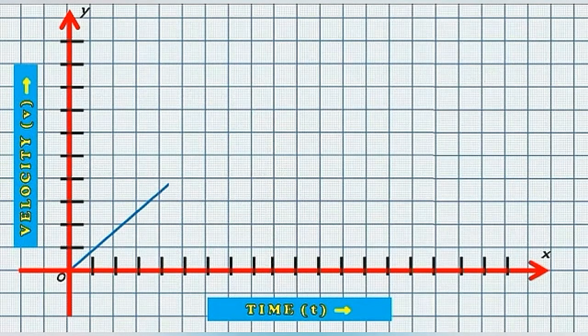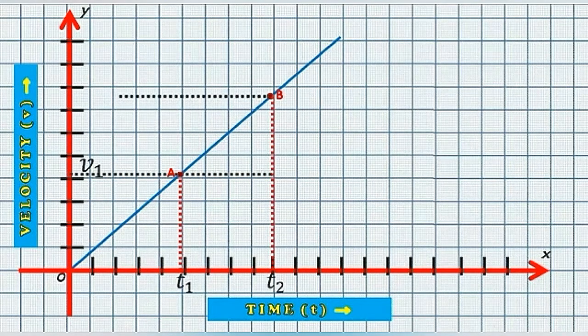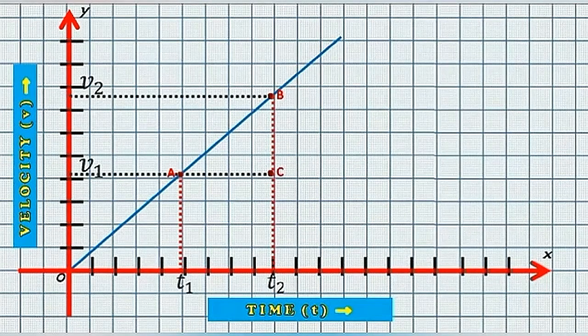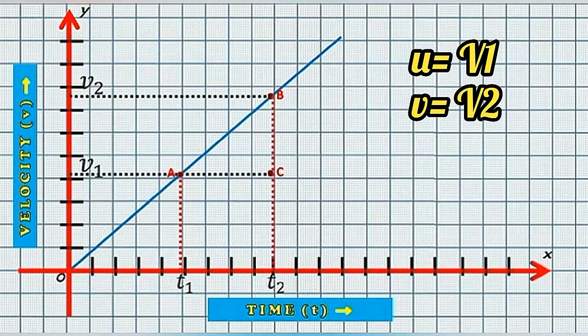Friends, now let us see how the slope of the velocity time graph gives us the acceleration of the body. Here friends, in this graph, you can see that the body is moving in uniform acceleration. It is a straight line inclined to the time axis. Here, let us take 2 points A and B. If we draw the dotted lines for this graph also, we will get the points V1 and V2, T1 and T2 respectively. Friends, in this case, we are going to say U, which means the initial velocity, is V1, and V, the final velocity, is V2.